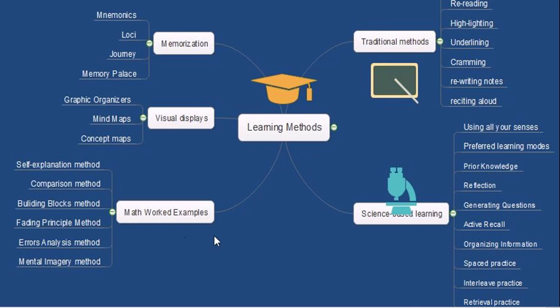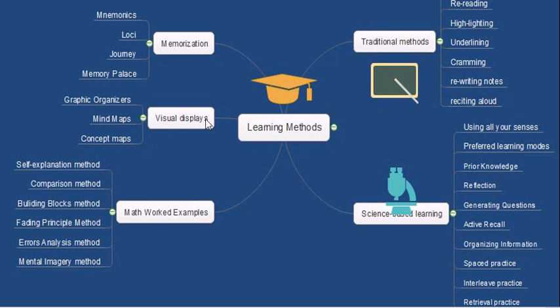In mathematics, you learn from worked examples in your textbook. In schools, they don't teach you how to learn from worked examples in your textbook. They just suggest to you that you go to your textbook and study the examples there. But with these science-backed techniques, you'll learn more effectively from worked examples in your textbook.